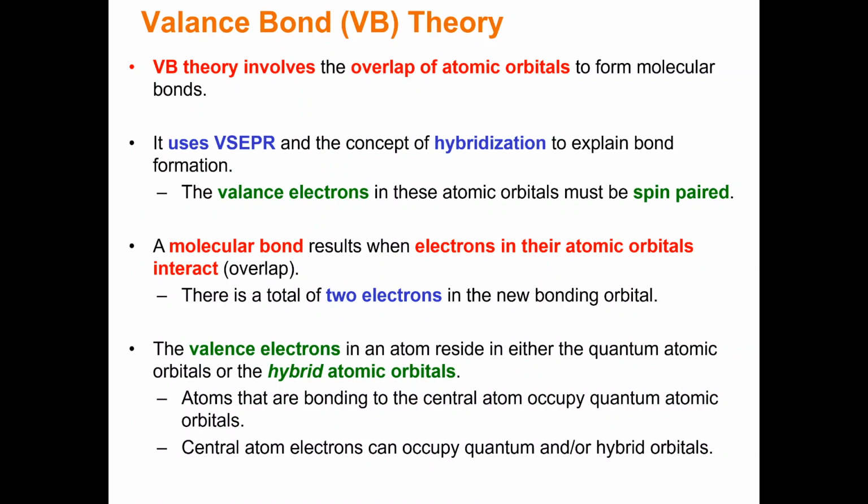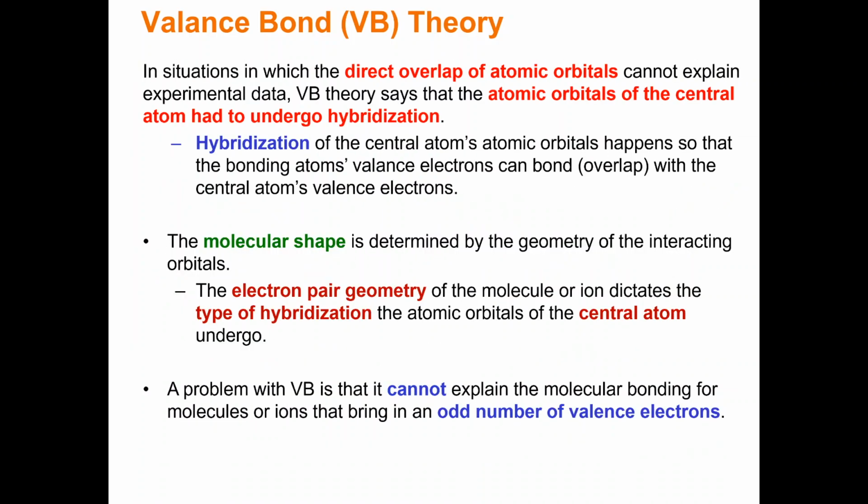We know that. The valence electrons in an atom reside in either the quantum atomic orbitals or the hybrid atomic orbitals. In other words, there can be some electrons that are unhybridized on the same atom where they also have hybridized atomic orbitals. So that gets a little confusing. And I know most of this is probably not going to sound that obvious at first, but once I show you some of the images, it will start to make more sense.